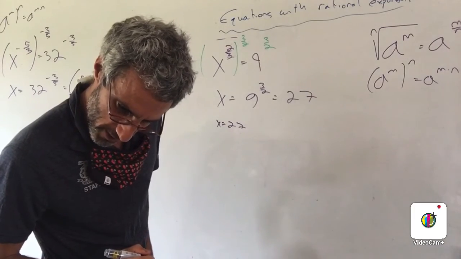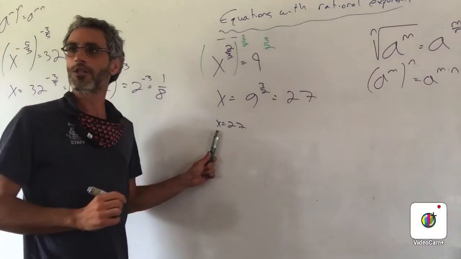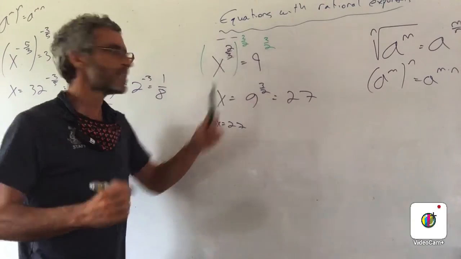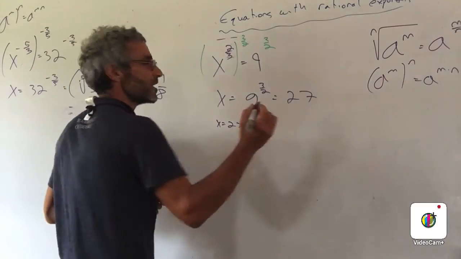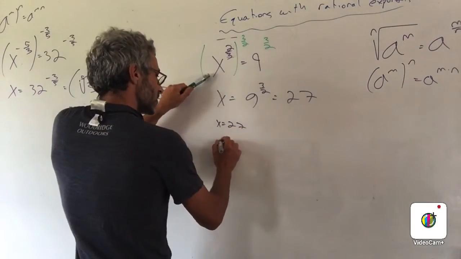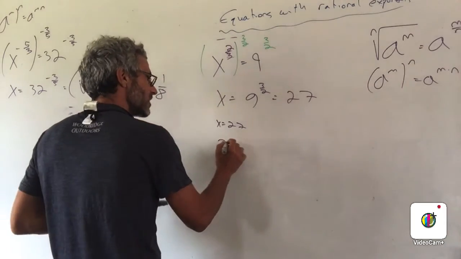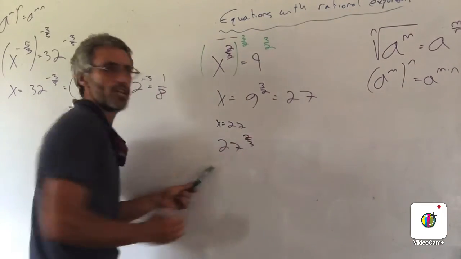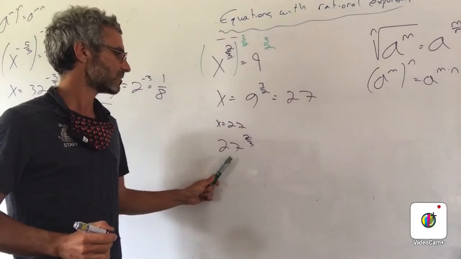And am I right? The answer should obey the equation. Let's just check it out. Put it in your calculator: 27 to the power of 2 over 3. It's still 9.